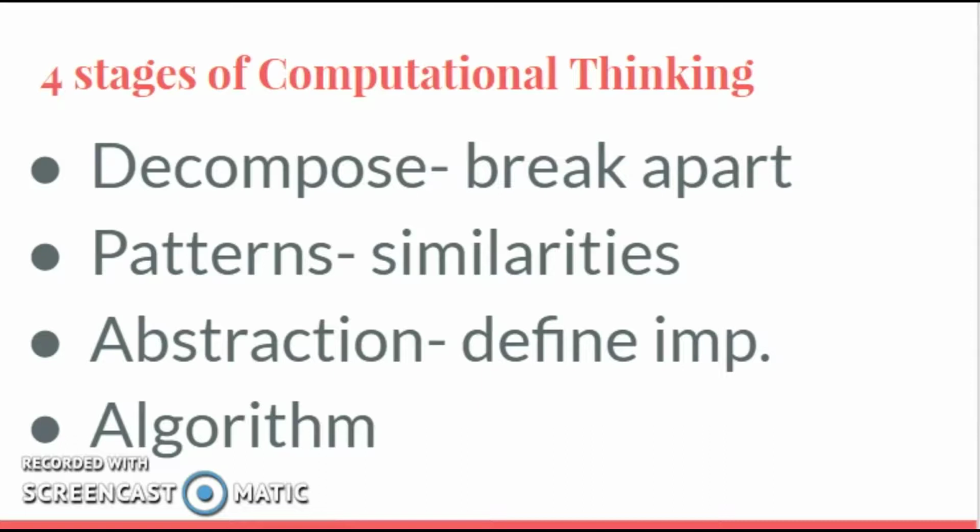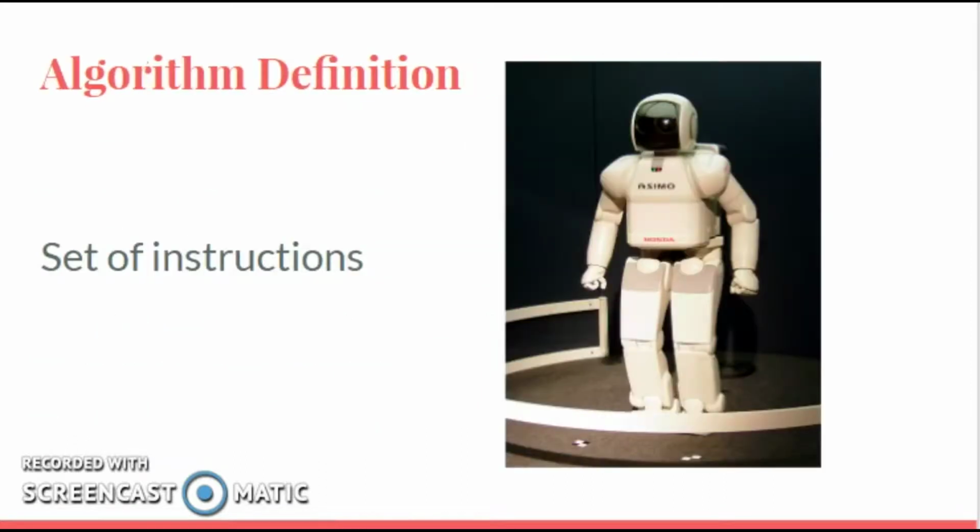Then we have abstraction. And so this is defining the most important things that we need to do. Okay, we've broken things apart, we've decided their similarities, we can see what's different. Okay, now we can start to put them together to the last step, which is algorithm. And an algorithm is a set of instructions. You guys have algorithms for math, steps that you go through. We do this, and then we do this, and then we do this for math. And it's the same thing for coding.